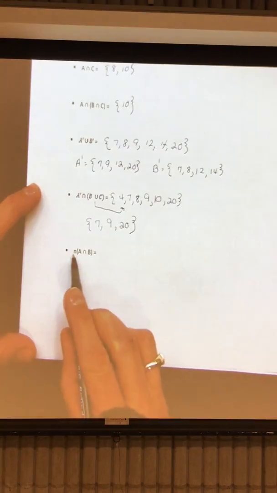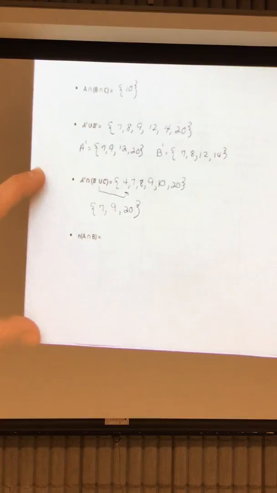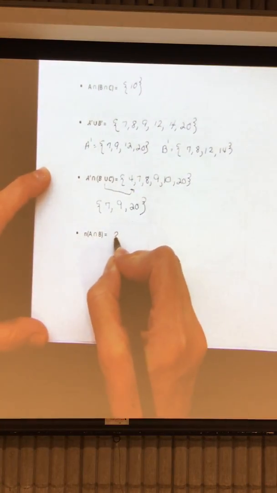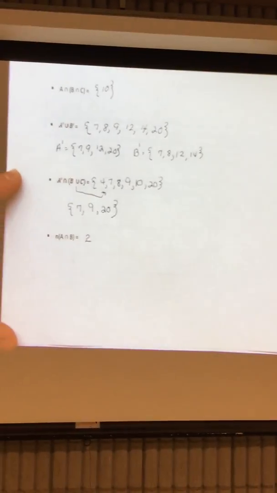The last is the cardinal number of A and B. The cardinal number of A and B is 2, which means there are 2 elements that are in A and B.